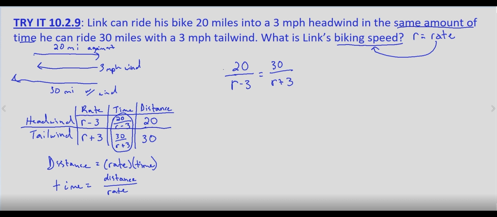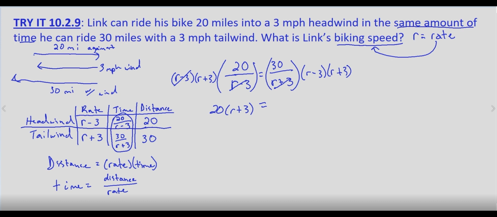So our least common denominator is going to be R minus 3 times R plus 3. So we multiply both sides by that. On the left-hand side, the R minus 3 is cancelable. We're left with 20 times R plus 3 equals, on the right-hand side, the R plus 3 is canceled, and we're left with 30 times R minus 3.